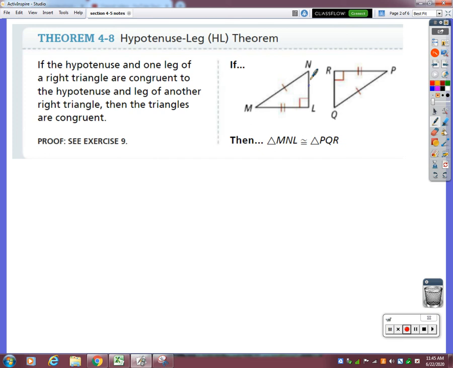Now notice that if I had two right triangles and I knew the two legs were congruent, then I know the triangles are congruent also, but that's from side angle side. This is a new triangle congruence because we have two sides, but the angle is not in between the two sides. And previously, we would have to have that angle in between the two sides in order for this to work.